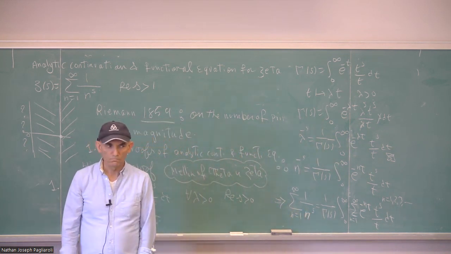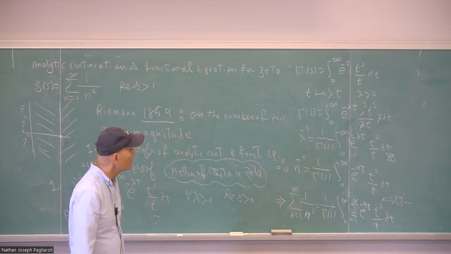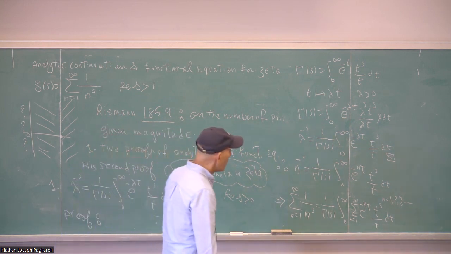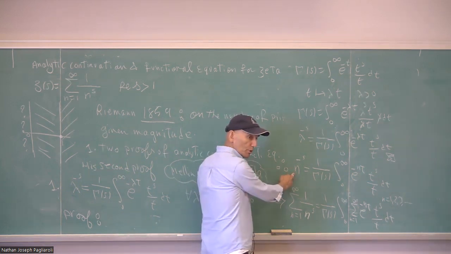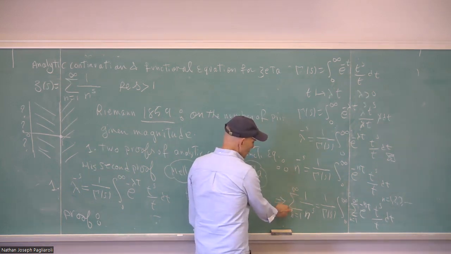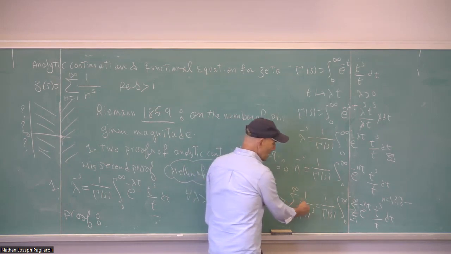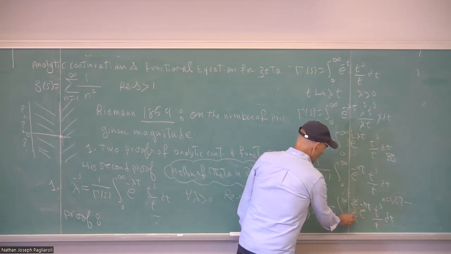Sorry? N? No, n cannot be 0. It should be 1. Starts from 1. And so of course, the left-hand side is zeta, and this is this sum now.